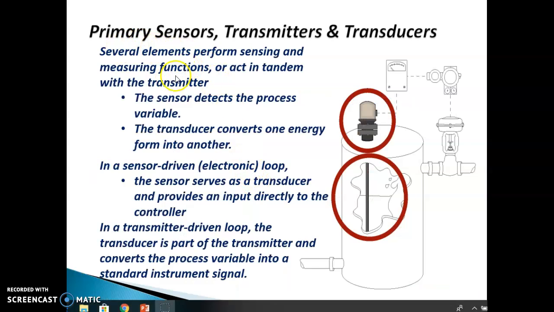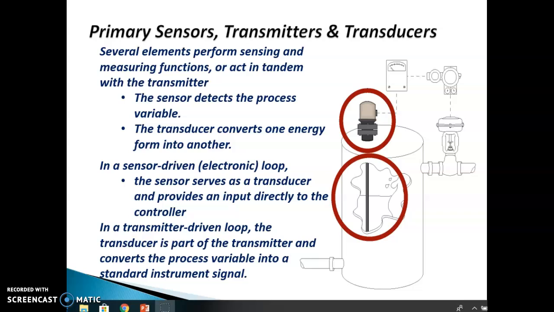Now, there are different ways that elements can perform sensing. So they measure, they sense, and then they measure, and they can act in tandem, okay? So the sensor detects the process variable, and the transducer converts the energy from one form to another. Now, I want you to understand transducer. In this particular instance, back in the day, transmitters and transducers were considered the same. They basically took information and then they basically converted it to readable information to the next element downstream.